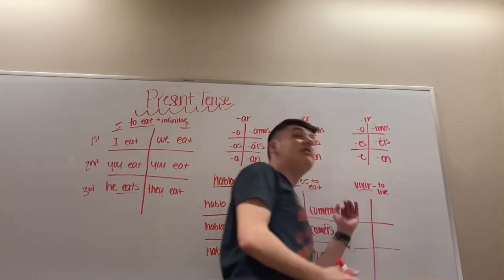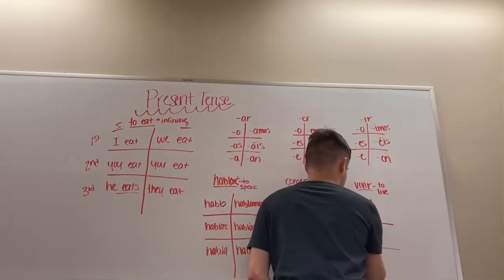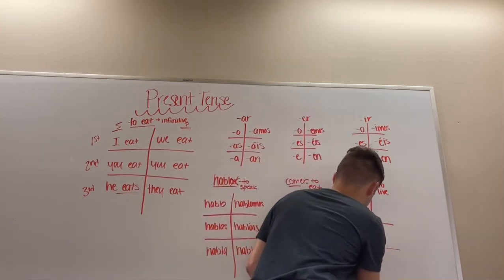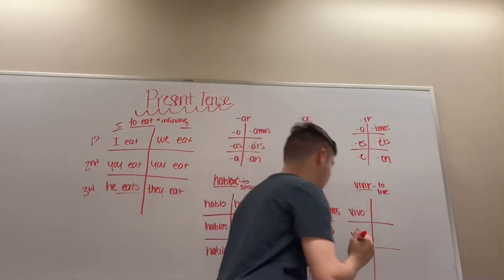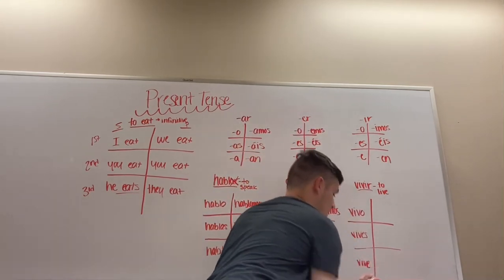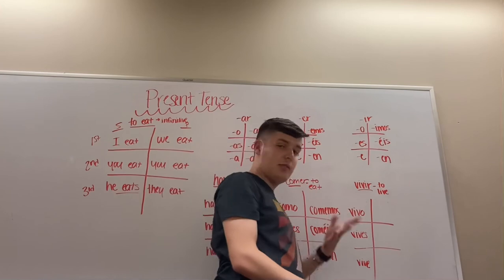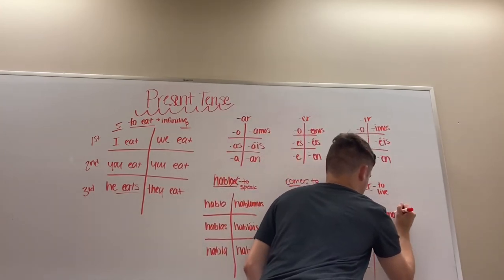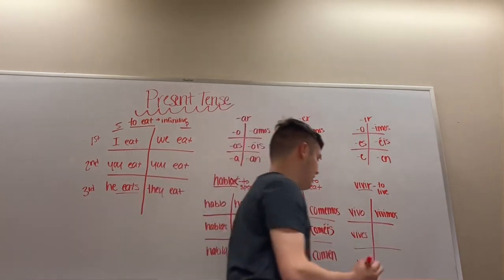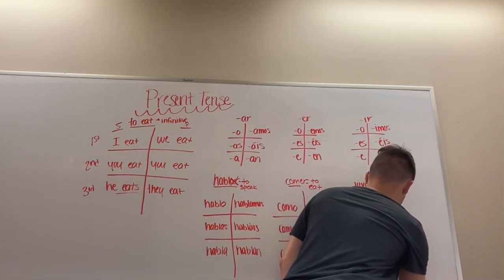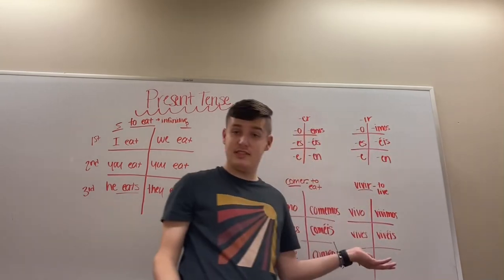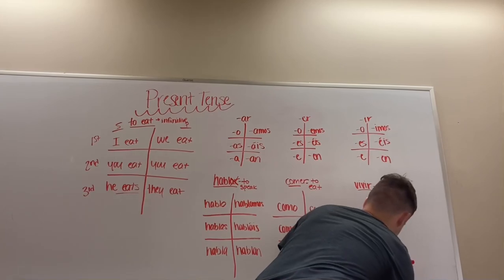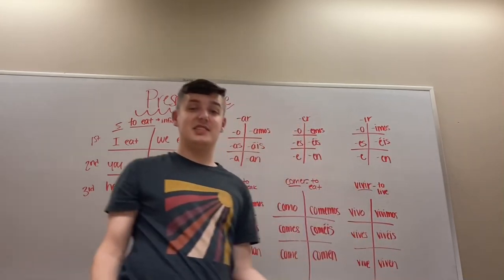So let's conjugate vivir, to live. Vivo, I live. Vives, you live. Vive, he, she, or it lives. Vivimos, we live. Vivís, you plural live. And viven, which is they live.